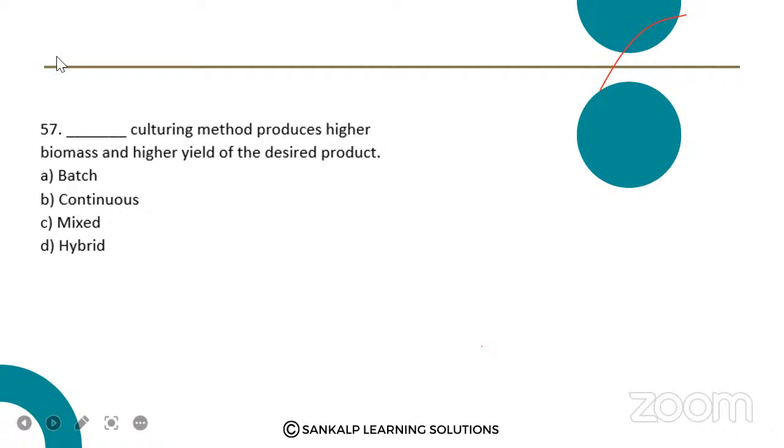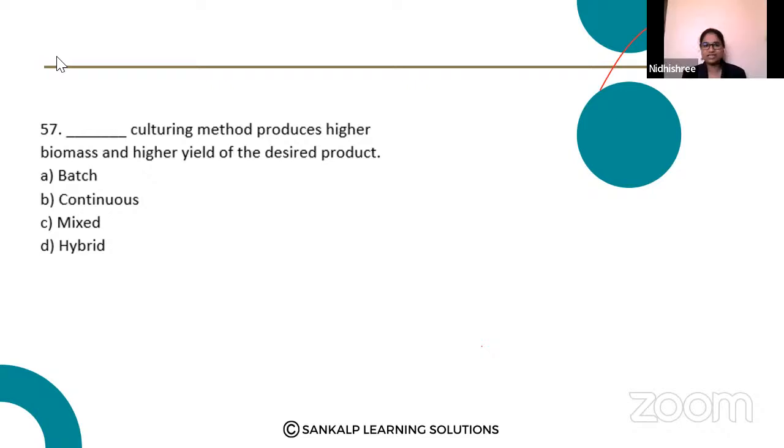Option B, continuous. Kanchana Raj answered option B. Others also voted for option B, and some of them voted for option D. Fine. Ramya, Prakriti, Madhumita, Lohit, Soumya Narayan. So here, let us see what the answer is. Dash culturing method produces higher biomass. Shashi also voted for option B. What about the YouTube students? Option B. Fine.